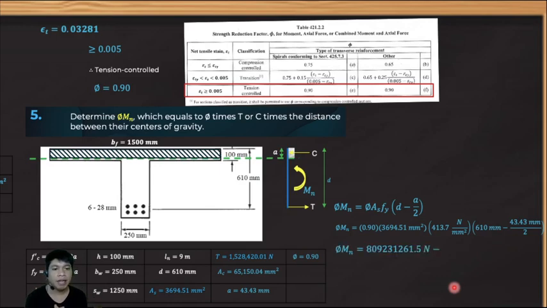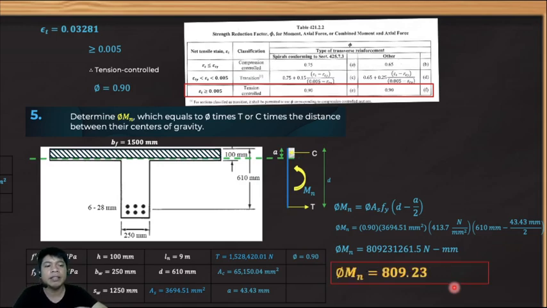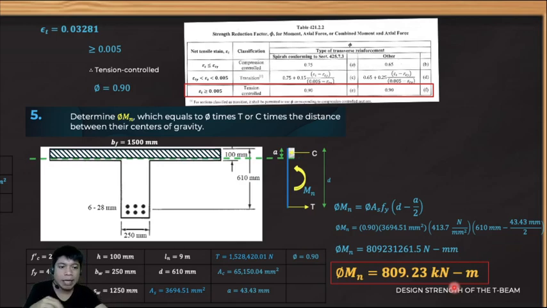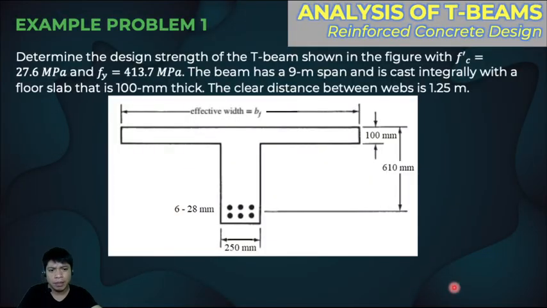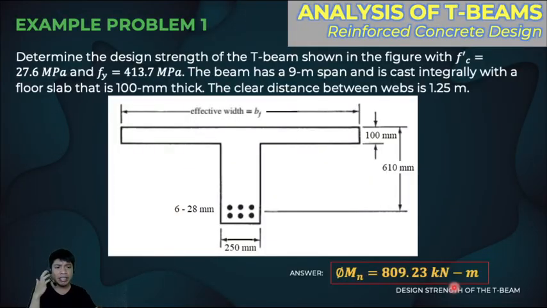At iyong phi Mn nga natin na value is 809,231,261.5 Newton millimeter. So, of course, usually ang hinahanap natin dito, na kailangan natin dito na unit is kilonewton meter. So, i-convert lamang natin siya to kilonewton meter and that will be equal to 809.23 kilonewton meter. At ito na nga, guys, iyong tinatanong sa problem na design strength ng T-beam. Okay? So, ayun, guys. So, I hope naintindihan ninyo iyong ating discussion, guys. So, itong problem na ito, guys, again, iyong sagot dito is 809.23 kilonewton meter. And it is the design strength nga ng ating T-beam.